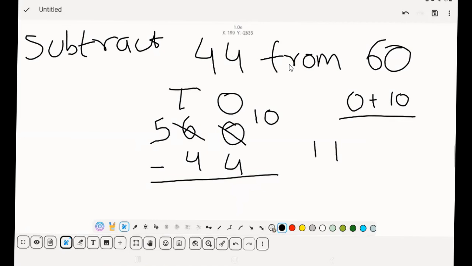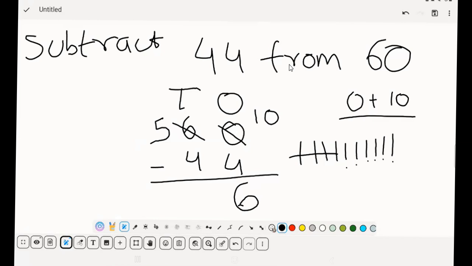Draw the 10 lines. 1, 2, 3, 4, 5, 6, 7, 8, 9, and 10. Now we will subtract 4 lines, means we will cut 4 lines. Now how many lines are there? 1, 2, 3, 4, 5, 6. Now we got the 6th line. Then the subtraction of the first ones digit number is 6.